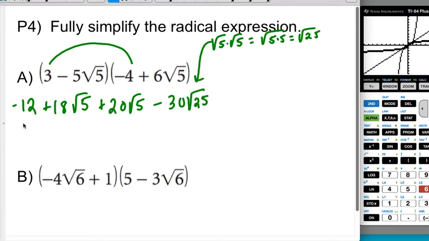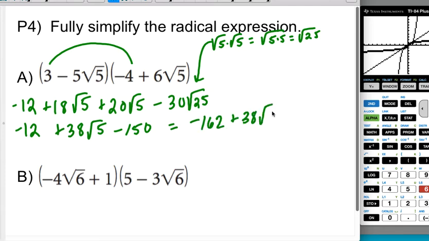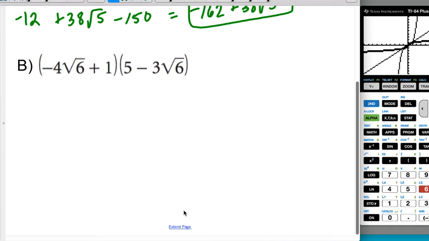So I'm going to get that this is a negative 12 plus a 38 root 5, right? And then this is a 30 times a 5, so that's going to be minus a 150. My final answer seems to be a negative 162 plus 38 root 5. And it doesn't matter if you write the root stuff at the front and then the negative 162 or vice versa.